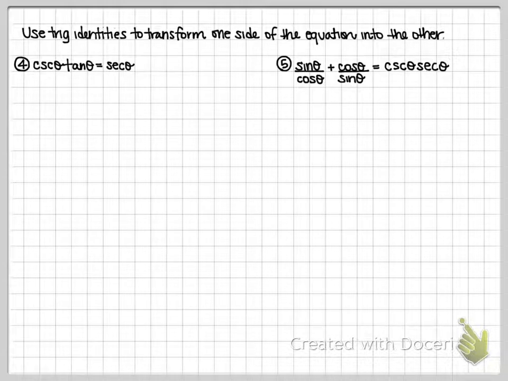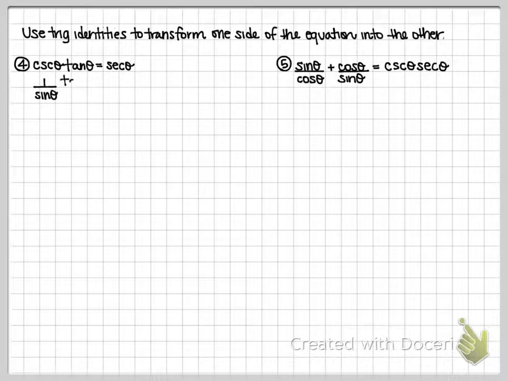So I normally like the side that has the most stuff, so it gives me more to play with. If I take a look at question number 4 here, it looks like the left-hand side, the cosecant and the tangent, has more stuff. So I'm just going to use what I know about cosecant. Let's do the reciprocal functions and see if that gets me somewhere. I know that cosecant is the same thing as 1 over sine, so let's replace that with 1 over sine.